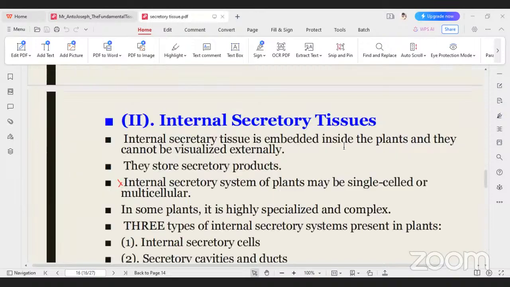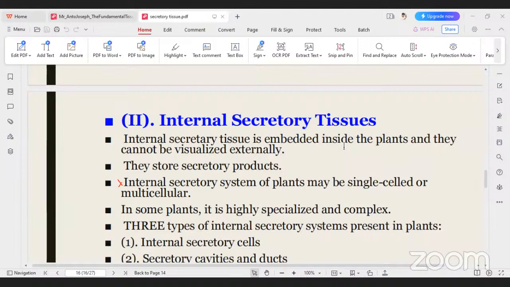Now external secretory tissues are completed. Now internal secretory tissues. Internal secretory tissues are embedded inside the plant. They cannot be visualized externally. If we see glands, we can observe. Nectaries, even though we can't observe them, we feel it.